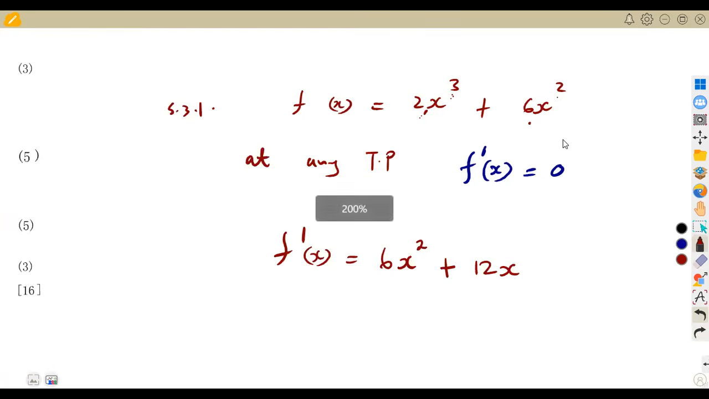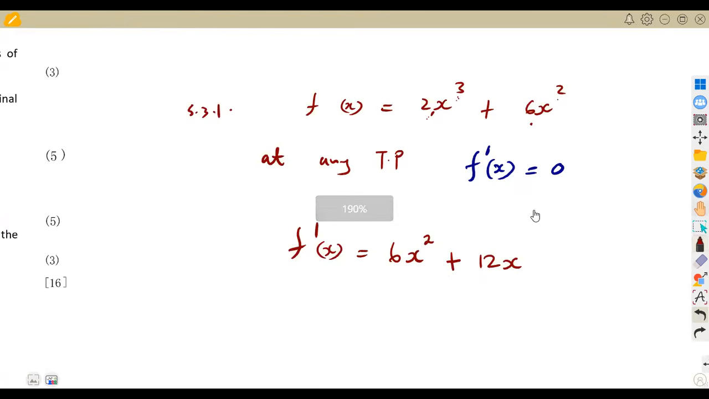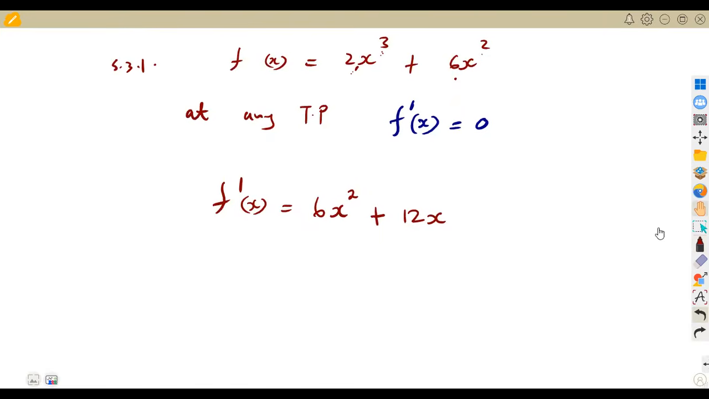So what are we going to do with our first derivative? We are going to equate this first derivative to 0. That means 6x squared plus 12x must be equal to 0. So we now have a quadratic equation that you can solve by the factorization method. You can just factor out 6x, which is the highest common factor. 6x squared divided by 6x, you get x, plus 12x divided by 6x, which is plus 2, which gives us a 0.